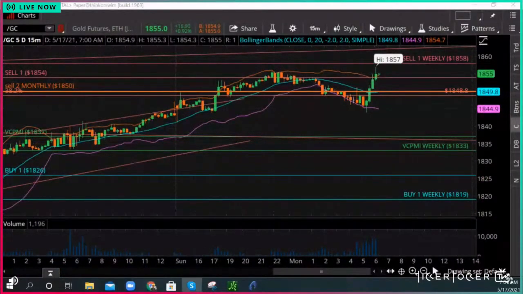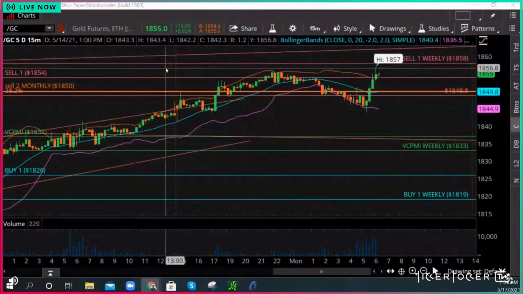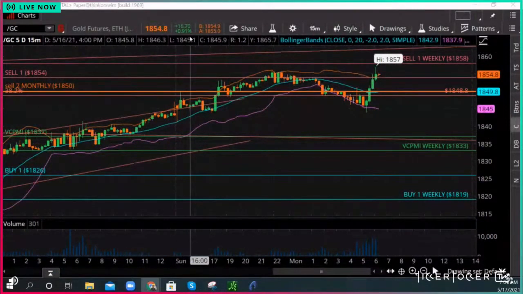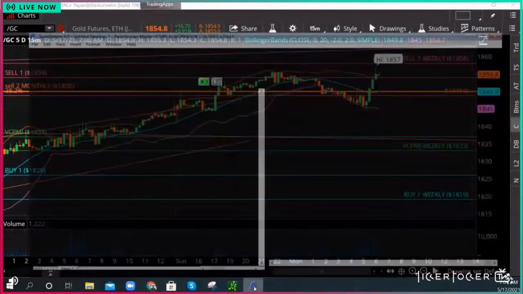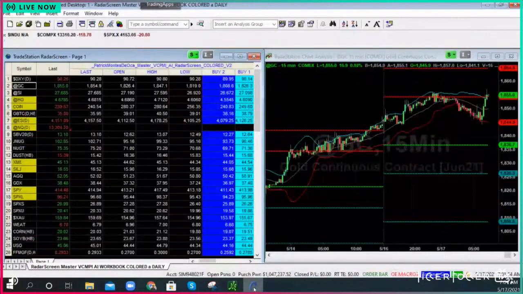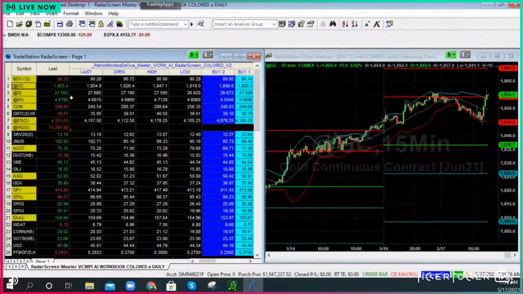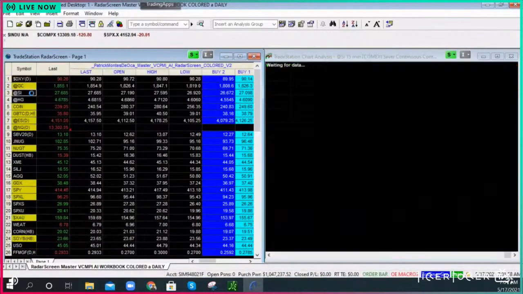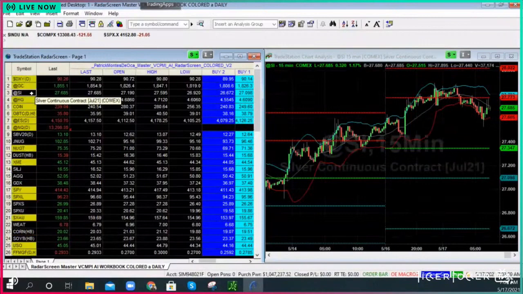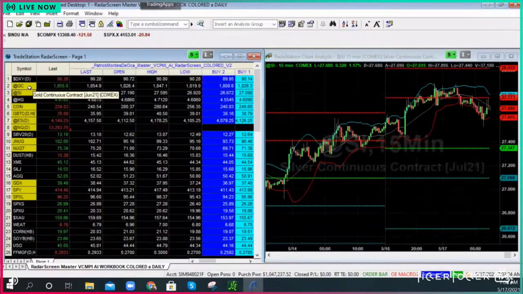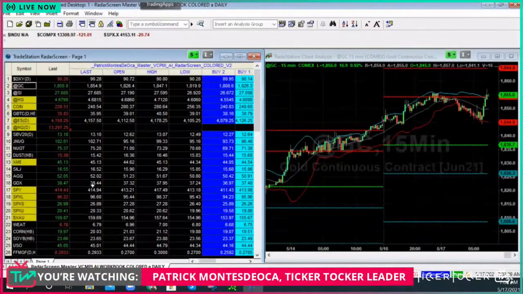The market is trading pretty strongly here, and gold is up $16 at $1854.80. Silver is at $27.68. Let's watch the market here for a little bit and let the energy resolve itself.